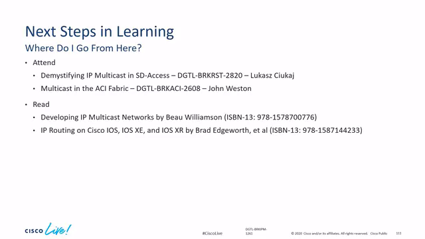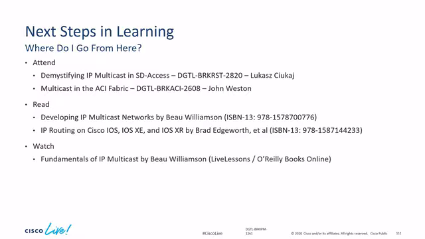From a reading perspective, both of these books are excellent multicast books. IP Routing on Cisco IOS, IOS XE, and XR is not specifically focused on multicast, but it does have an excellent chapter on it. Of course, Developing IP Multicast Networks was written by Beau Williamson, who literally wrote the book on multicast. Both are out of print, but you can still find them, I believe, in Safari or O'Reilly Online or one of those online repositories. You can also watch the Live Lessons, Fundamentals of IP Multicast by Beau Williamson. Excellent video series.